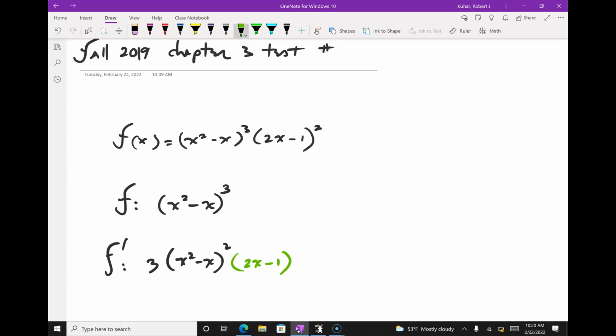How are we doing there? Only 1? Student okay? 2, nice. 3, I can see you. The green? Yep, that's the derivative of the inside, right? So I could rewrite this as times (x squared minus x) prime, right? I'm going to take the inside piece and take the derivative of it.